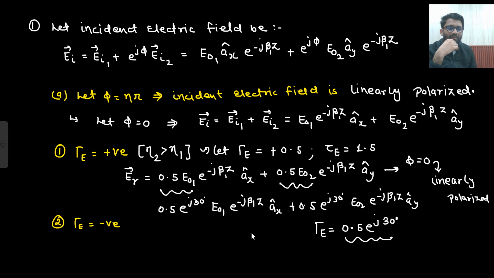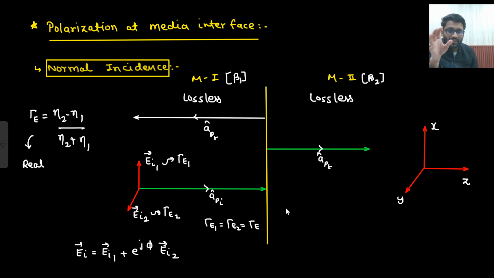What is the phase difference now? Still it is 0 degrees. Here it was 0 degrees, and still the phase difference is 0 degrees only, because this is also leading by 30 degrees, and this is also leading by 30 degrees. Then again the phase difference is 0 degrees, so again it is linearly polarized. So whether the mediums are lossless or lossy, if your incident wave is linearly polarized, then certainly your reflected wave will be linearly polarized only in case of normal incidence.